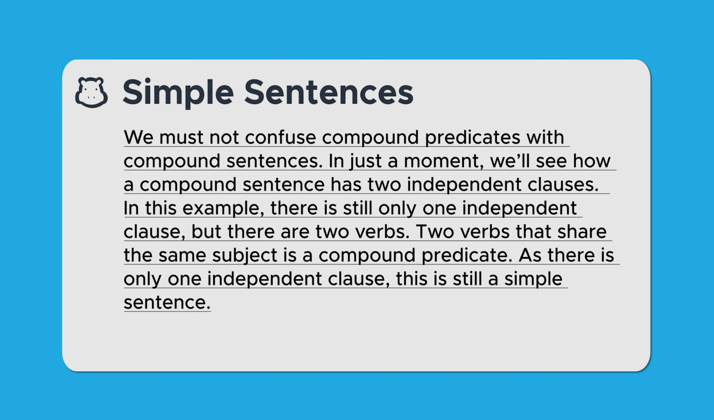We must not confuse compound predicates with compound sentences. In just a moment, we'll see how a compound sentence has 2 independent clauses. In this example, there is still only one independent clause, but there are 2 verbs. 2 verbs that share the same subject is a compound predicate. As there is only one independent clause, this is still a simple sentence.